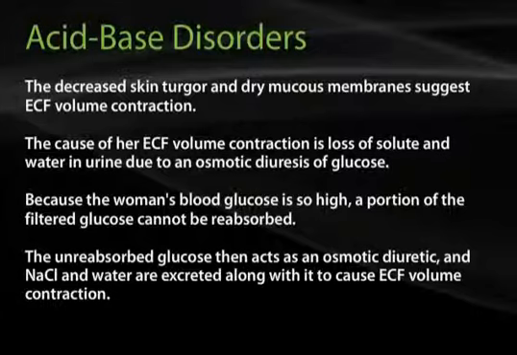The decreased skin turgor and dry mucous membranes suggest ECF volume contraction. The cause of her ECF volume contraction is the loss of solute and water in the urine due to an osmotic diuresis of glucose. Because the woman's blood glucose is so high, a portion of the filtered glucose cannot be reabsorbed. The unreabsorbed glucose then acts as an osmotic diuretic, and sodium chloride and water are excreted along with it to cause ECF volume contraction.